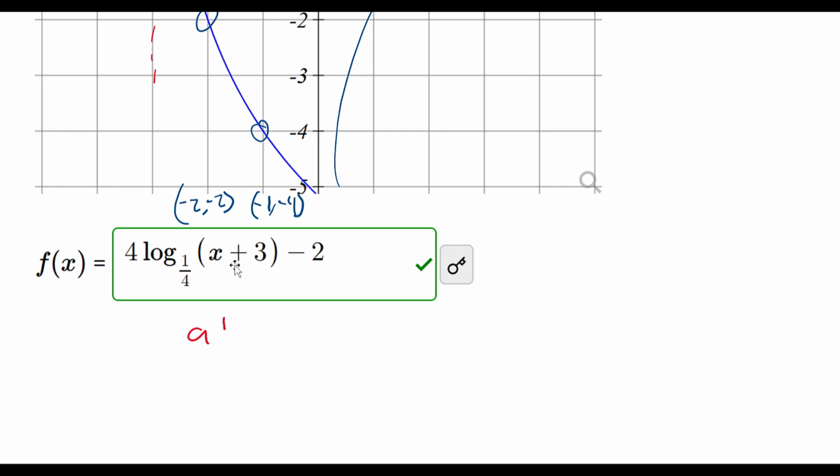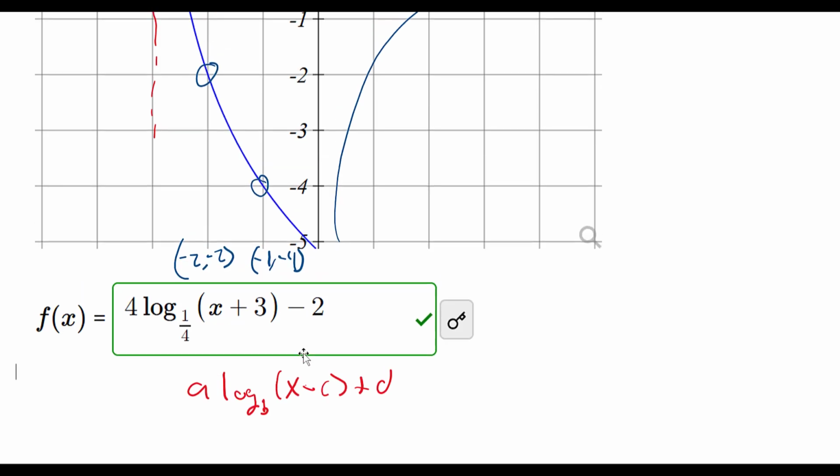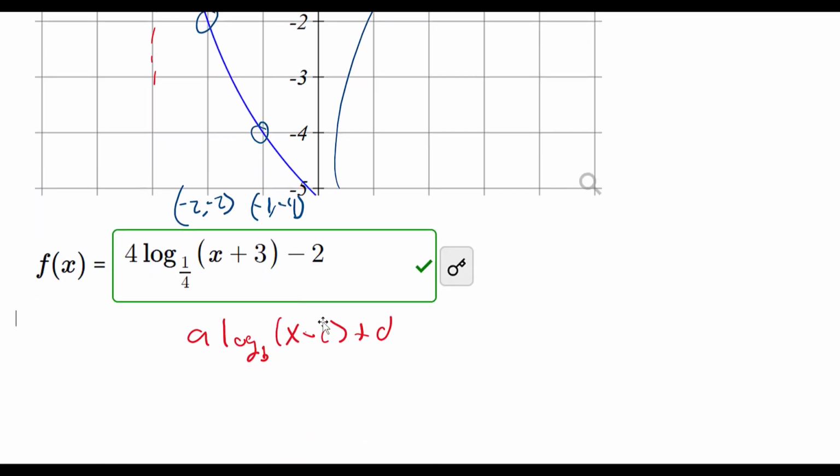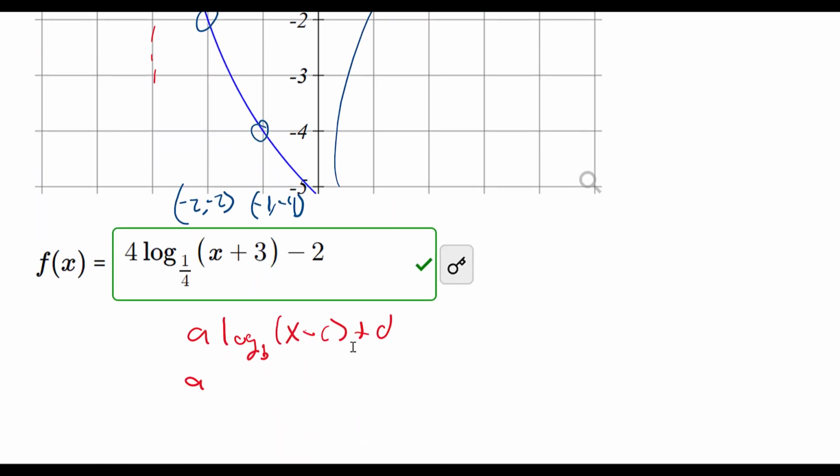This is A log base B of (X minus C) plus D. Our C is -3, so it's going to be A log base B of (X minus -3) plus D. So our f of X is A times log base B of (X plus 3) plus D.